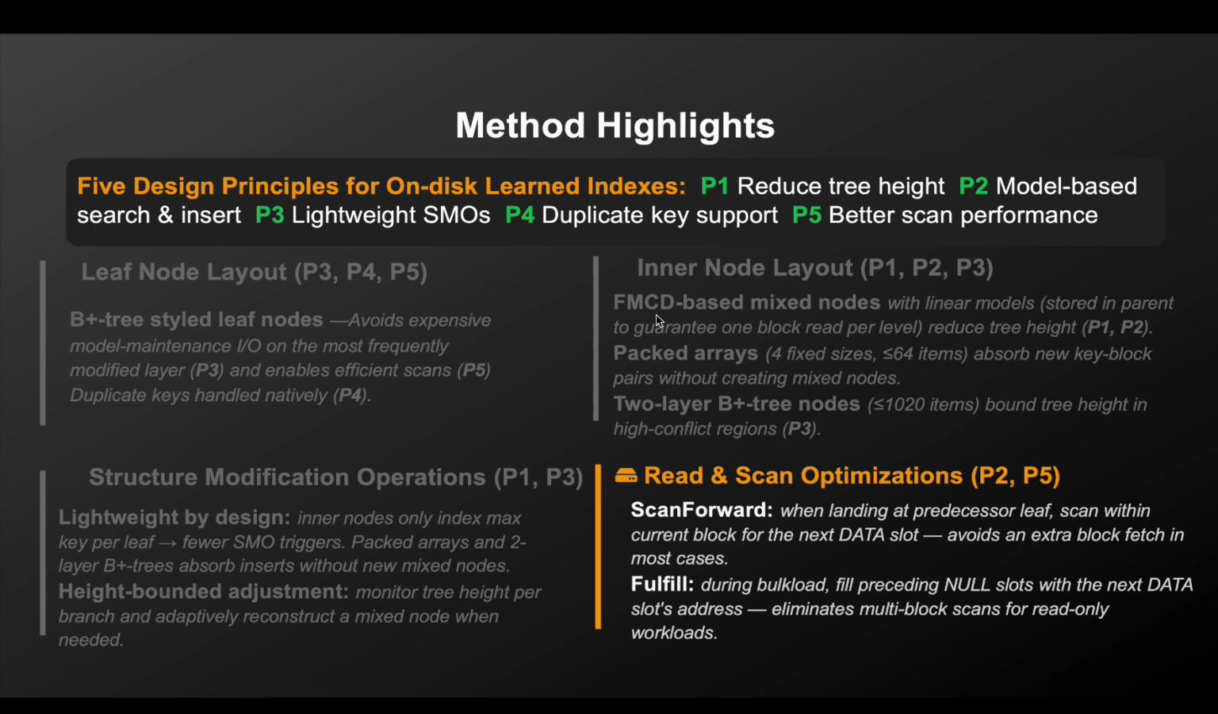AULID also includes specific read and scan optimizations. The first is scan forward. When a lookup lands at the predecessor leaf, AULID scans within the current block to find the next valid data slot, which often avoids an extra block fetch. The second is fulfill. During bulk loading, AULID fills preceding null slots with the address of the next data slot. This helps eliminate irrelevant block scans in read-only workloads.